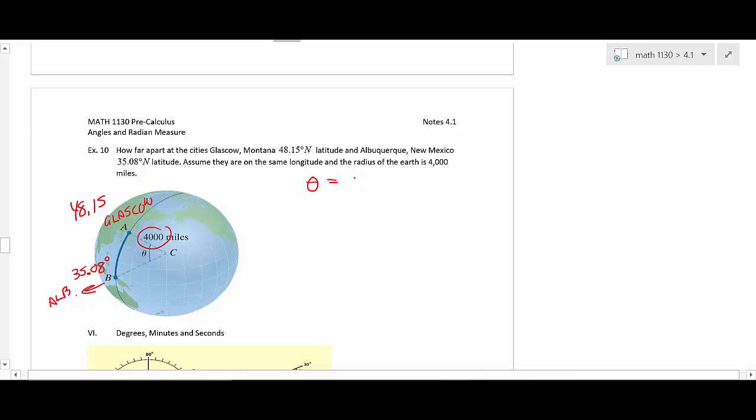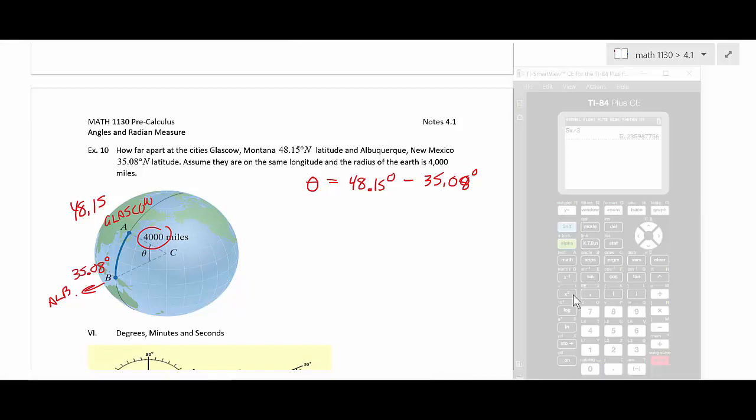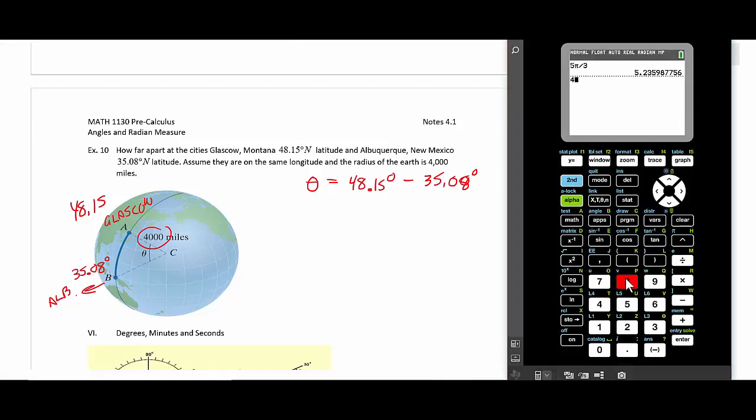You'd subtract them. You'd find how far apart they are, right? So we'd do 48.15 degrees minus 35.08 degrees. You want to do that first. I'll just take my calculator and do that. 48.15 minus 35.08. And that'll give me my central angle. So theta is about 13.07 degrees, right?